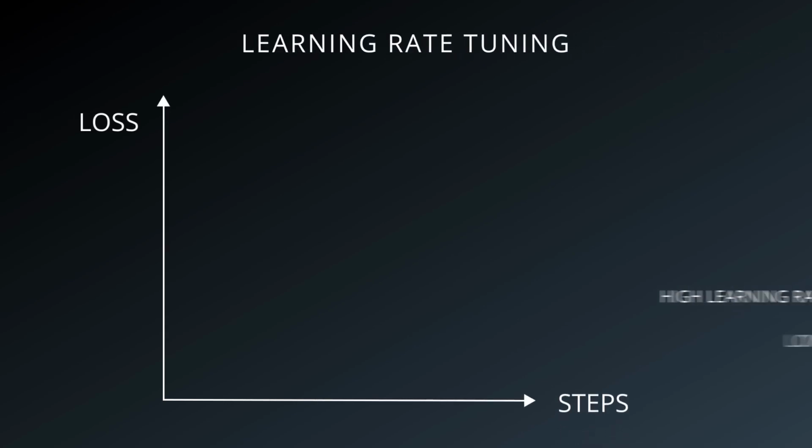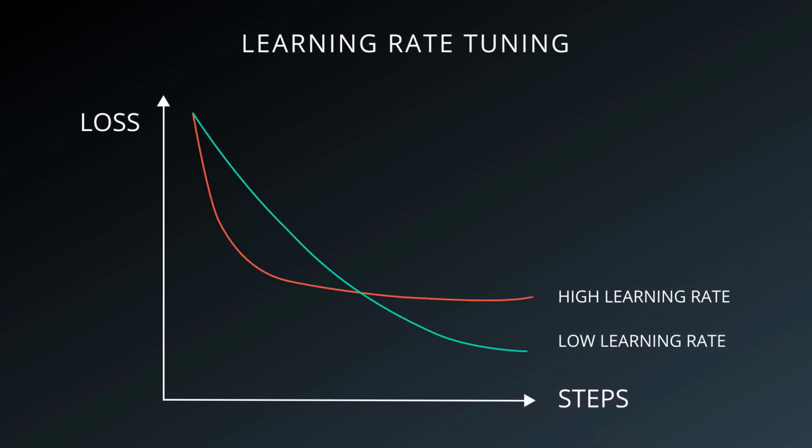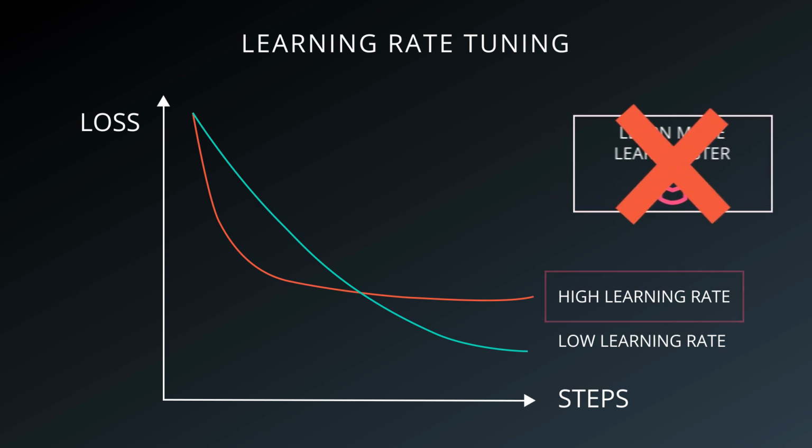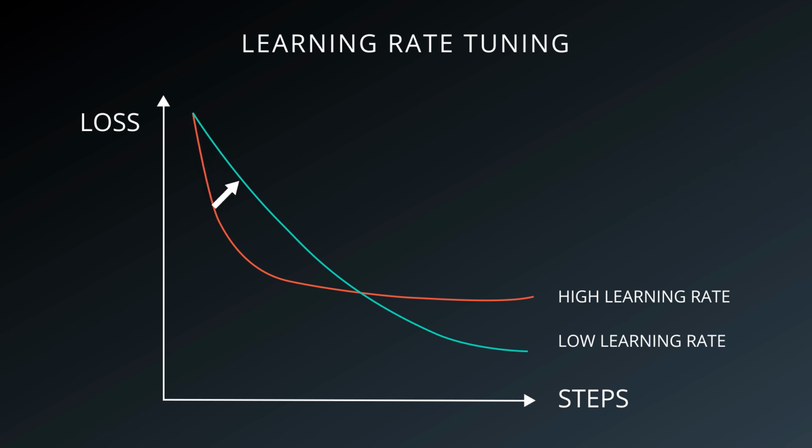Learning rate tuning can be very strange. For example, you might think that using a higher learning rate means that you learn more or that you learn faster. That's just not true. In fact, you can often take a model, lower the learning rate, and get to a better model faster.